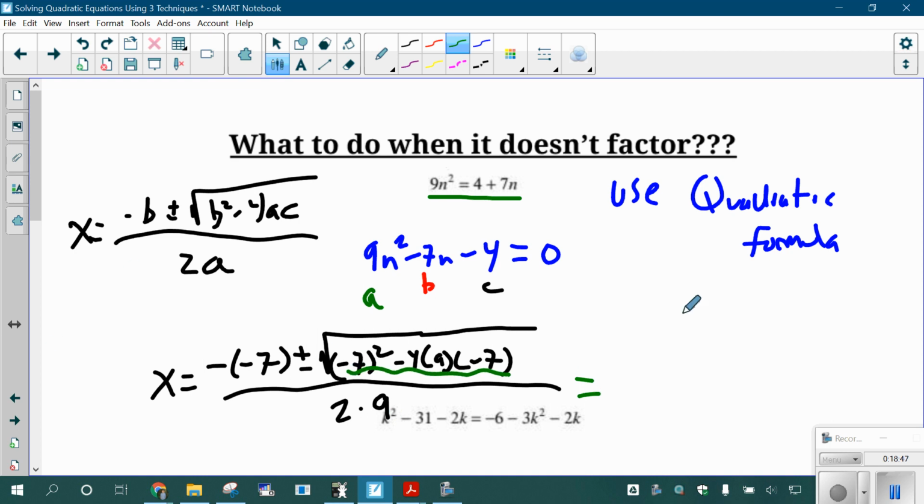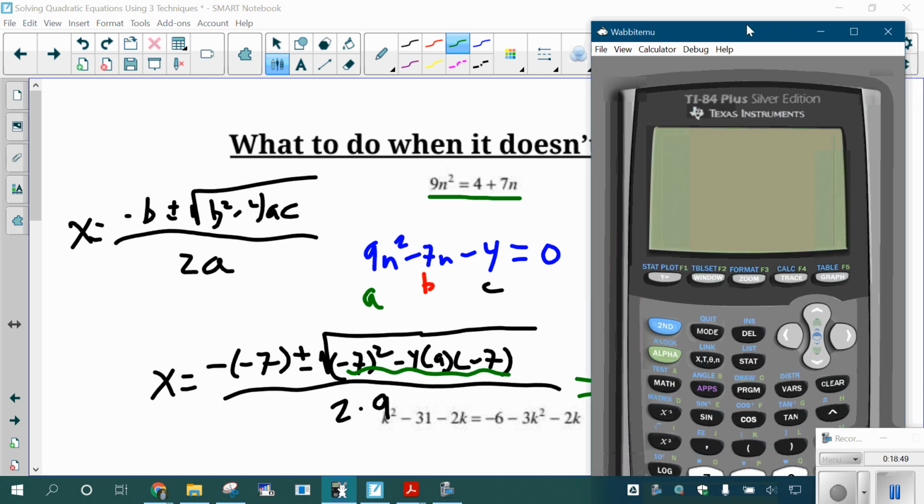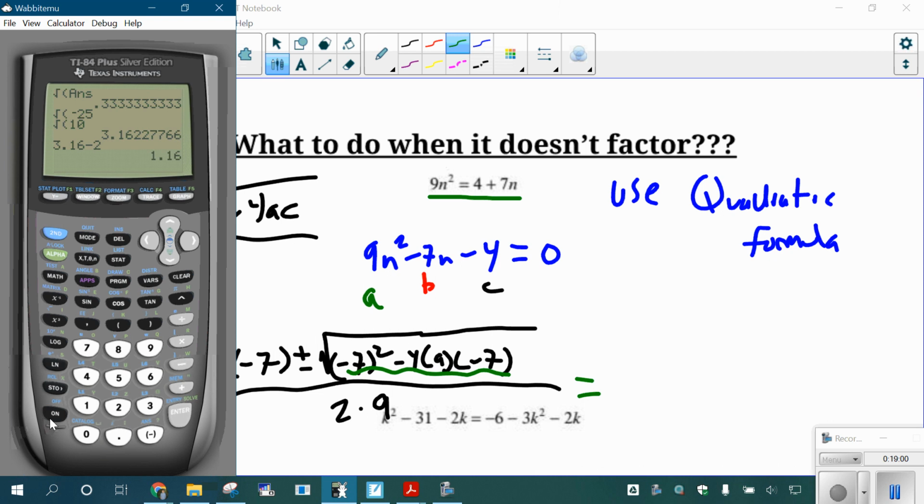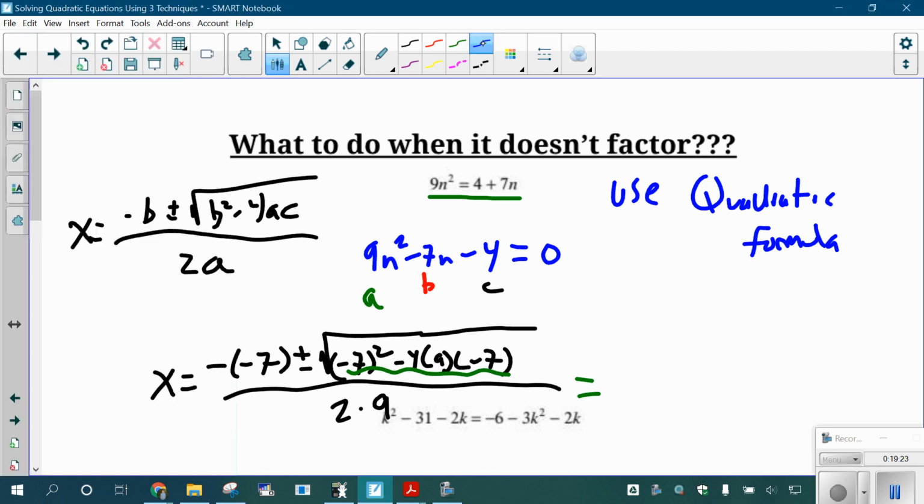You need to go to your calculator and type in, I think my calculator ran out of battery. Just kidding. Type in parentheses, negative 7 squared minus 4, parentheses 9, parentheses negative 7. I'm only typing in part of it. I'm typing the thing under the square root, and I get 301. So I'm going to do this in a few steps to make sure I don't make any errors.